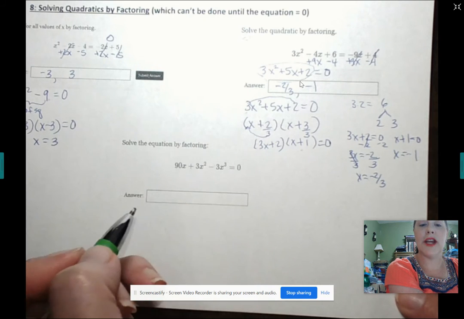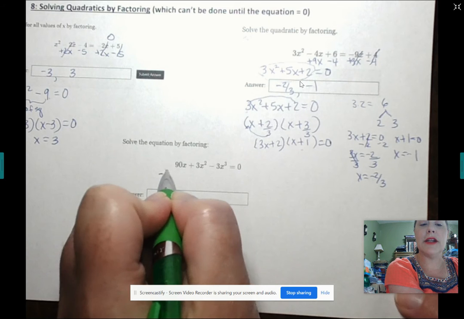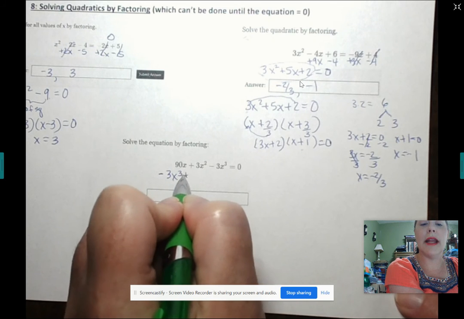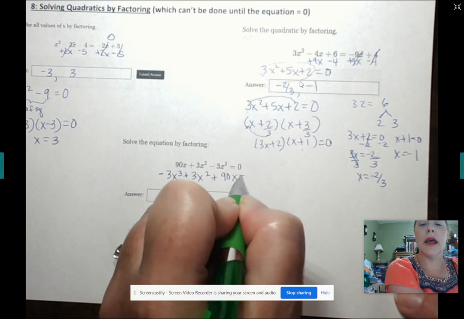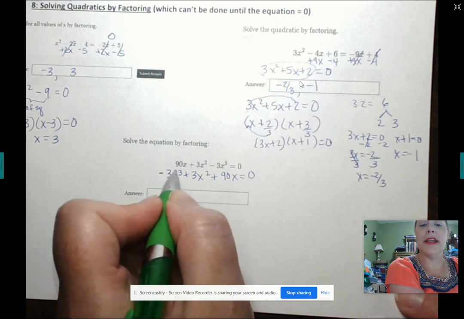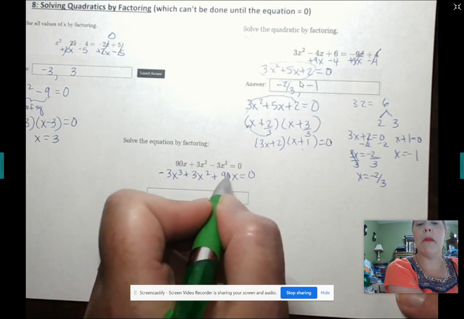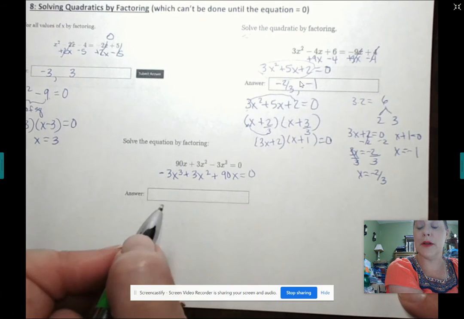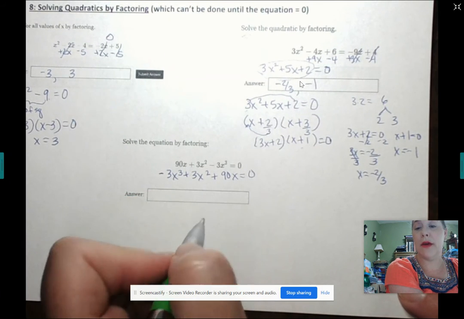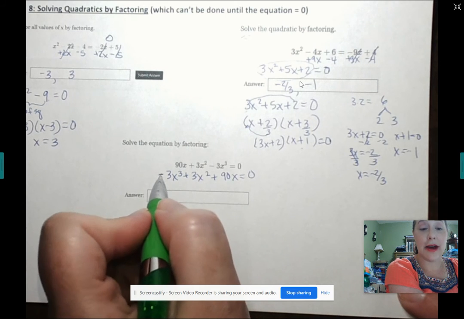And then our final challenge problem for solving by factoring, this is a cubic. So let's rearrange it in descending order. It's already all to one side. Now let's remember that if your leading term is negative, you want to be sure to pull that negative out, if not more. Now this is cubic, so I need to at least get an x out, if not a number as well. These are all divisible by 3. They're also all divisible by x. And I'm going to take that negative out as well.